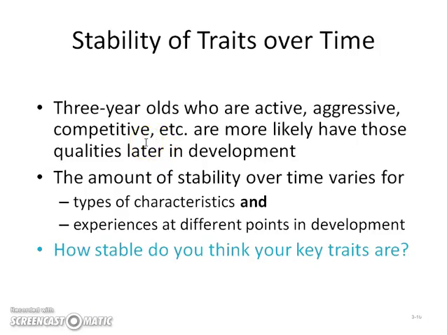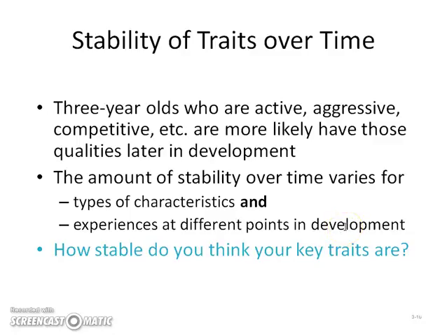One example of a trait that might be fairly stable over time is 3-year-olds' activity levels. There may be some likelihood that they'll continue to have similar activity, aggression, or competitiveness traits later in life. But the stability varies over what characteristic you're looking at and a person's experience at different points in their development.